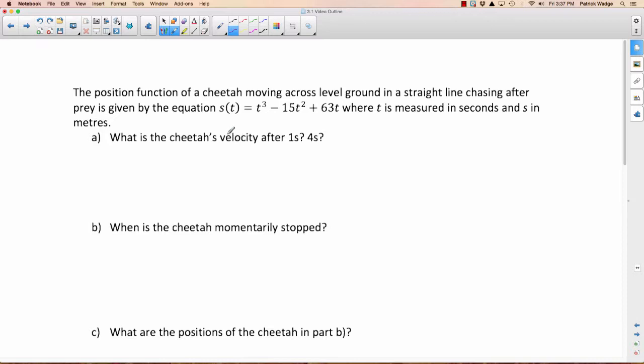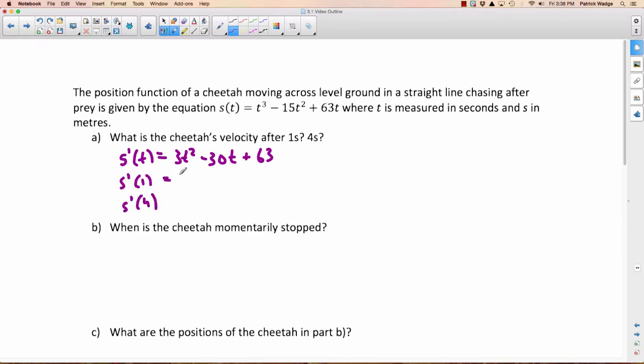We need velocity. Remember, velocity means take the derivative. So we have to find s prime of t. Okay, so power rule here gives 3t squared. Power rule here gives negative 30t, and power rule here gives 63. Now we have to find s prime of 1 and s prime of 4.